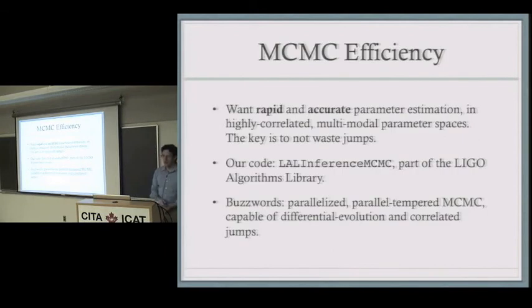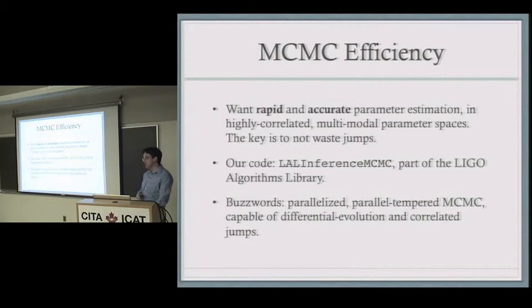So we're trying to explore a 15-dimensional parameter space. It's quite expensive computationally. We want things to be efficient. And the key to efficiency is when you propose a jump, you want to have a good chance that it's going to be accepted according to your stochastic rules, so that's largely what we focus on.